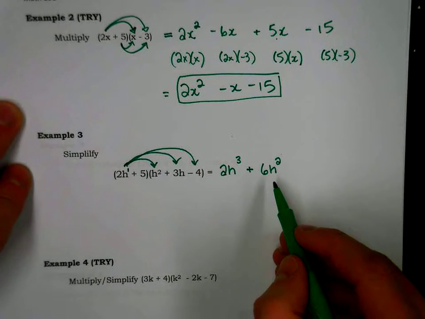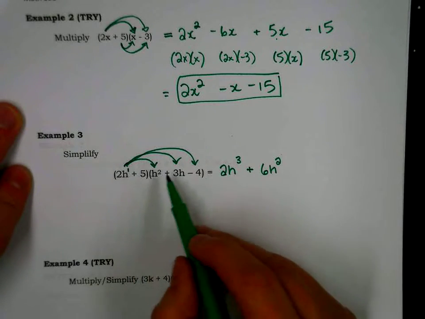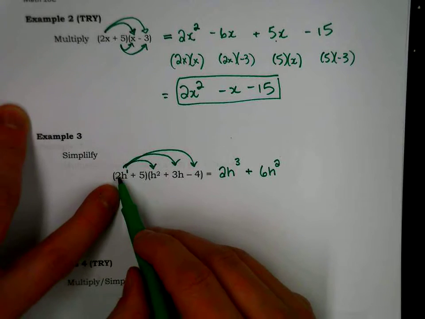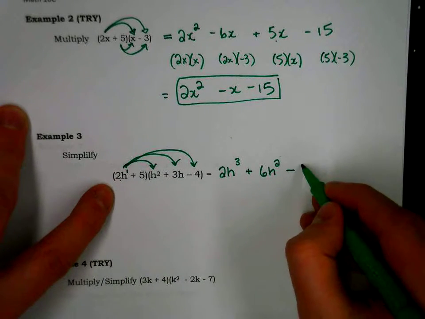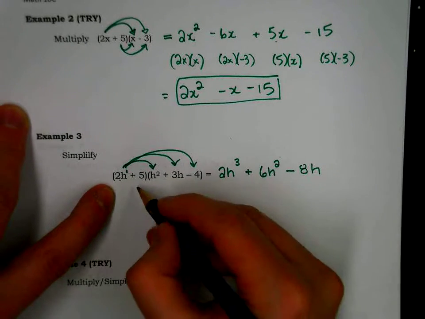And these are the ones that we've struggled with in the past. When we've got an h times an h makes an h squared, and the 2 times the 3 makes the 6. All right, so the last arrow is a 2h times a negative 4, a negative 4h. Now we've got 3 more arrows, and I'll do these ones in pencil as a different color.